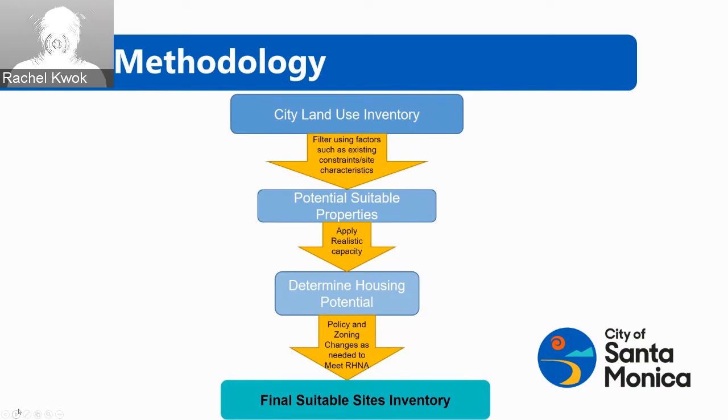When we have these lists of properties, we apply what we're calling the realistic capacity, which is applying the development standards to these properties, and then knowing what we know can realistically develop on those sites, we figure out the housing potential of all those sites. And from there, we look at, well, if we look at our sites, we have the potential to develop 6,000 units. If that's not meeting our RHNA, then we have to apply policy and zoning changes as needed so that we can meet our final RHNA number. And that's how we get to the final suitable sites inventory.